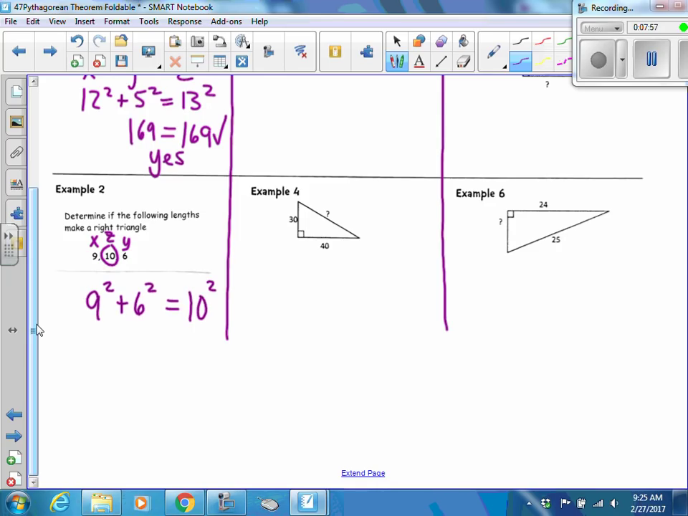So I get 9 squared plus 6 squared equals 10 squared. I know that 10 squared is 100. I've got to calculate the other side, 9 squared plus 6 squared. I ended up getting 117. So that is not equal to 100, obviously. So this would not be a right triangle.